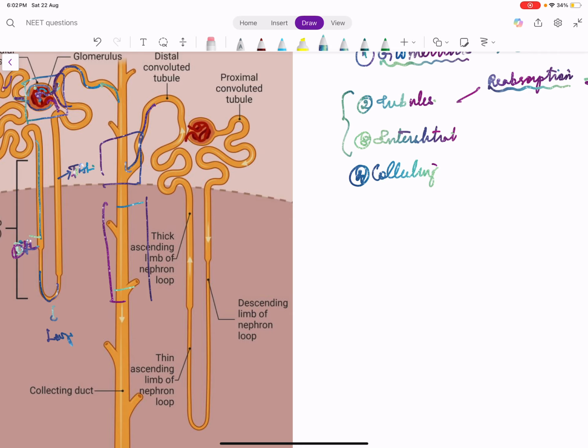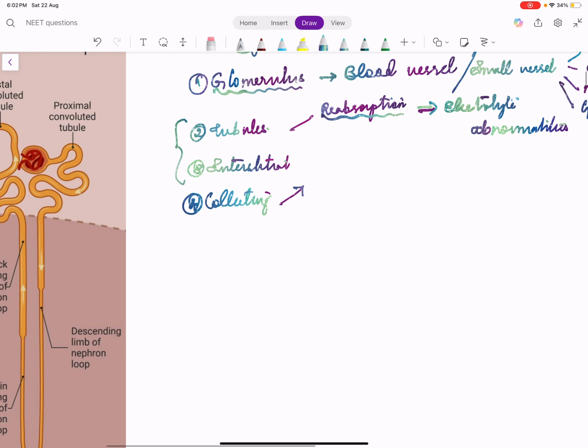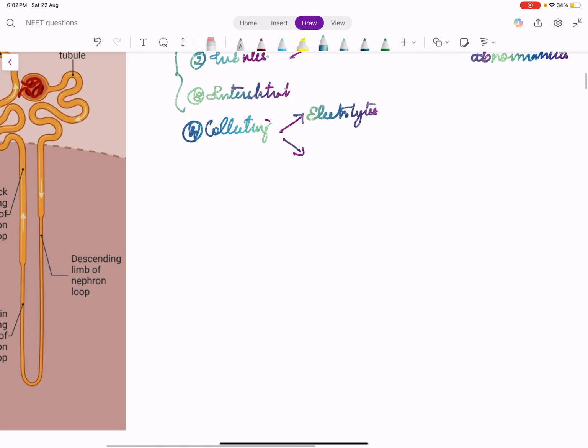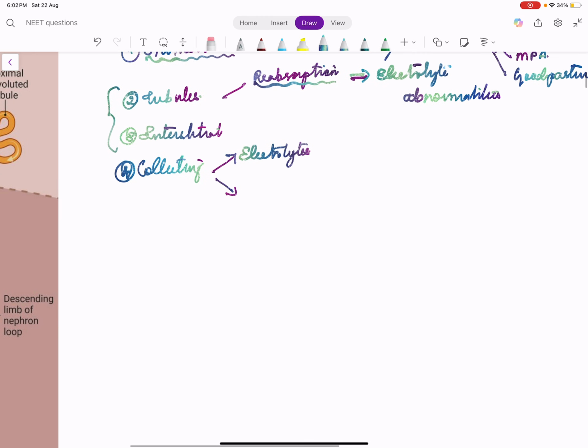Collecting duct is important for two reasons. One, they are just a continuation of tubules, so the same electrolyte disturbances can occur due to collecting duct diseases. And the other important thing is, this collecting duct is the one which finally forms the renal pyramids, the renal pelvis and the ureter.